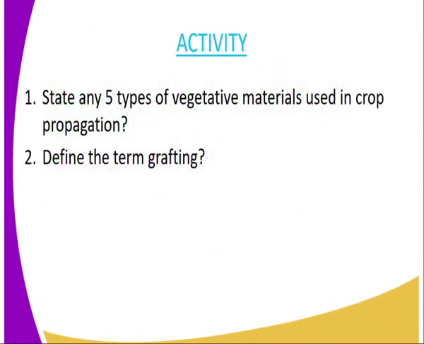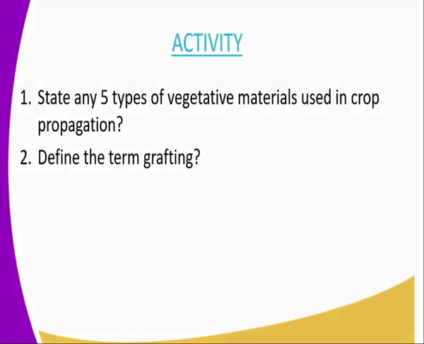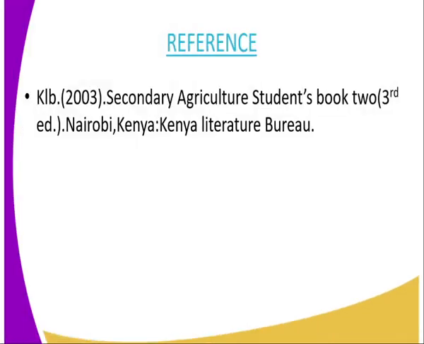That marks the end of today's lesson, and I cannot forget to leave you with an assignment, and it will be in the form of two questions. Number one, state any five types of vegetative material used during crop propagation. And number two, define the term grafting. For reference, you can refer to the Secondary Agriculture Student Book 2.